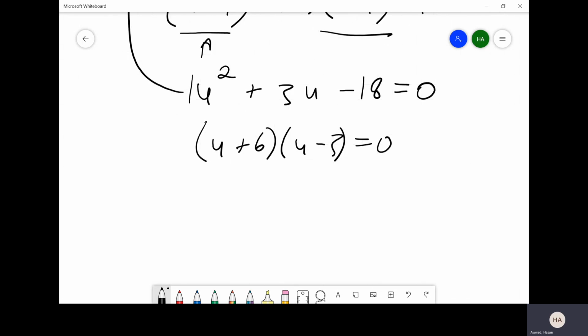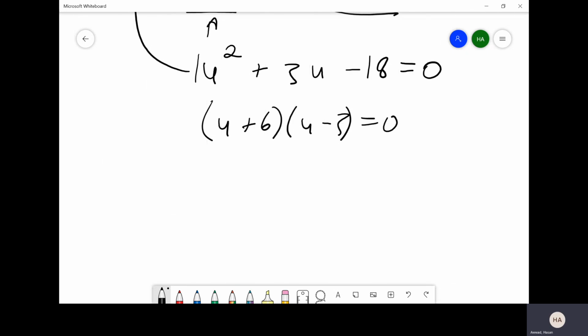Great, we're going to go ahead and solve now. Zero product property, same exact thing. So solving this, we get u is equal to negative 6 and u is equal to 3. I skipped the step of writing down u plus 6 is equal to 0 and u minus 3 is equal to 0, but you guys can do that. I have faith. So u is equal to negative 6 and u is equal to 3.